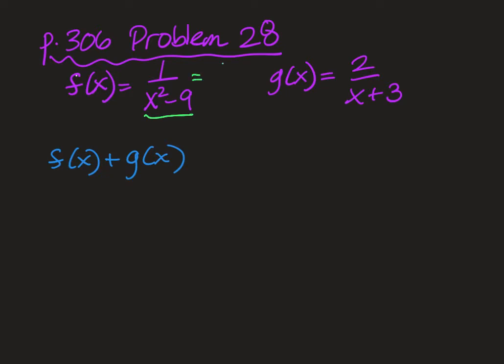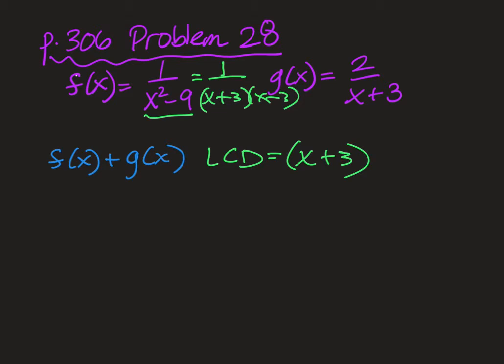So I'm going to rewrite this one as 1 over, and this factors into x plus 3, x minus 3. So now when I pick my LCD, because I'm adding them and I do need a lowest common denominator, I'm picking the factor that I need for each one. So for example, for f of x, if that denominator has an x plus 3 in it, then my lowest common denominator has to have an x plus 3. And then it also has an x minus 3 for that first one. So my LCD has to have an x minus 3.